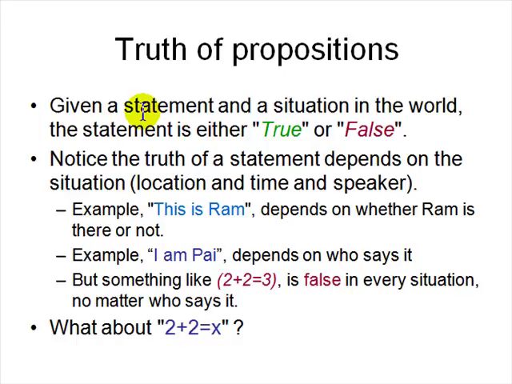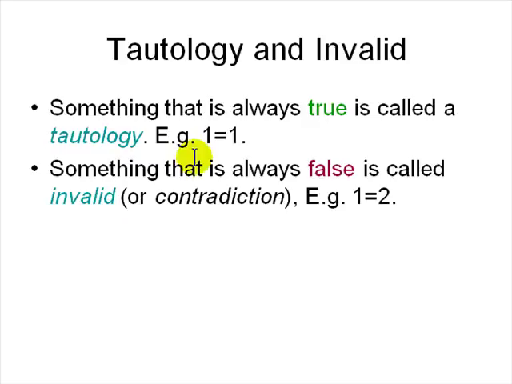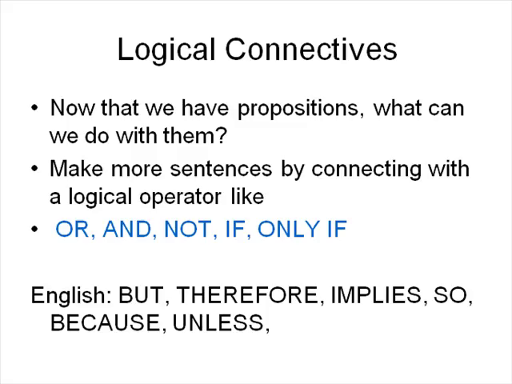What about 2 plus 2 equal to x? Anyway, we'll get to that later. But before that, let's look at more examples. So something like 1 equal to 1 is always true. That's called a tautology. And something like 1 equal to 2 is false. It's called a contradiction or invalid. Many of these words come from Latin, where logic was studied 2000 years ago. So it's not a new topic, it's well known. The only thing that is new is the symbolism, the symbols.